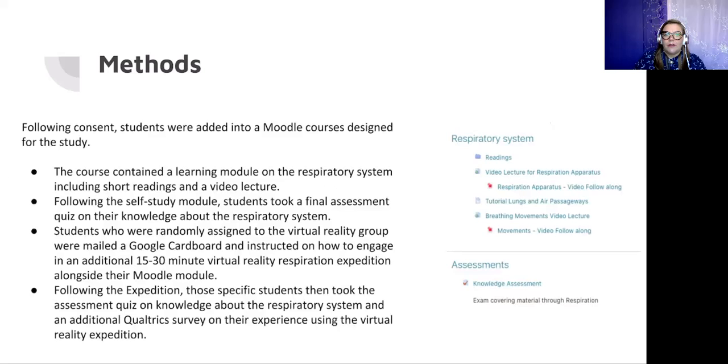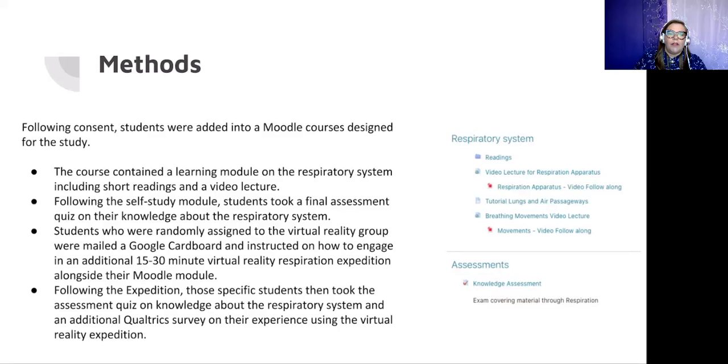Following their consent, students were added into a Moodle course designed for the study. Moodle is an online learning tool similar to D2L. The course contained a learning module on the respiratory system, including short readings and a video lecture. Following the self-study module, students took a final assessment quiz on their knowledge about the respiratory system specifically.